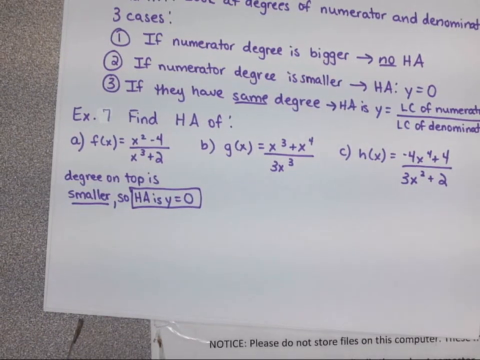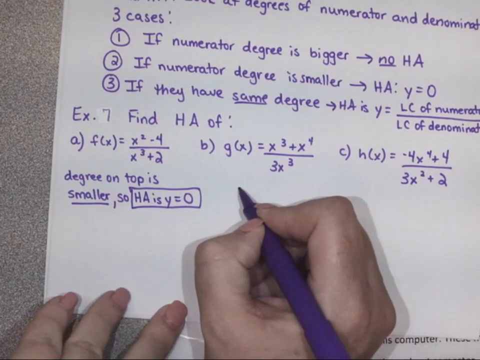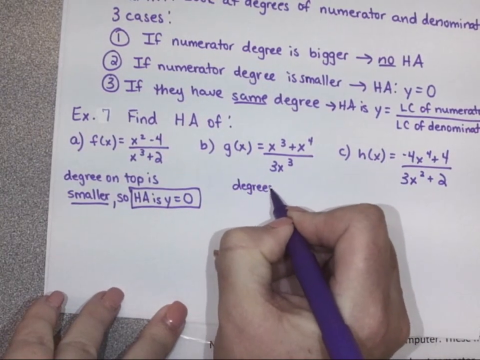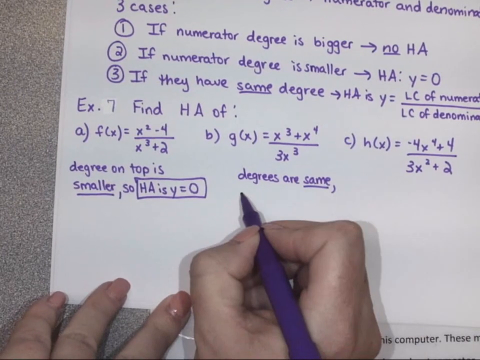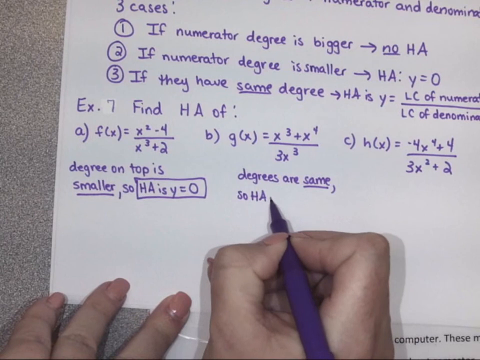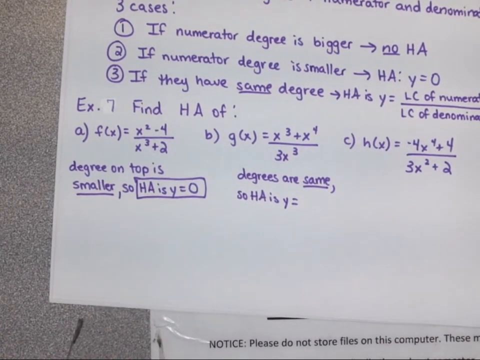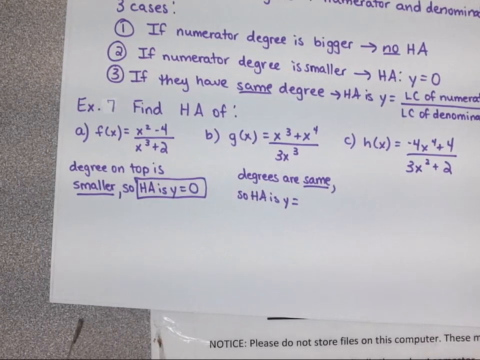So what about B? What do you notice about the powers or the degrees? They're the same? Okay, so since they're the same, then we do have a horizontal asymptote, and it's going to be y equals the leading coefficient of the top. Remember, leading coefficient is the number in front of the highest exponent term. Well, actually, I did this one a little off. We're going to change the second one, because the degrees aren't the same. So what did I do wrong? I didn't do it on purpose, but it's a good thing for you to look out for when you do your homework. The degrees actually aren't the same.